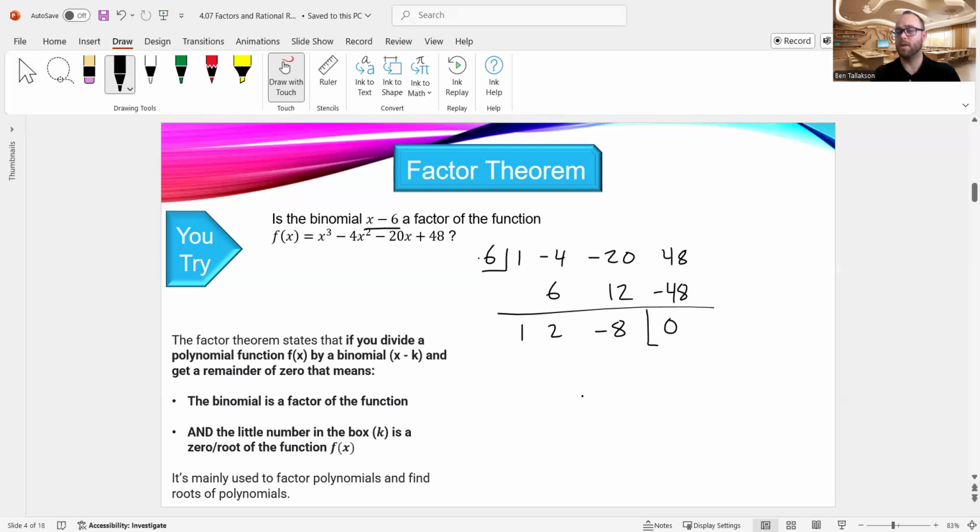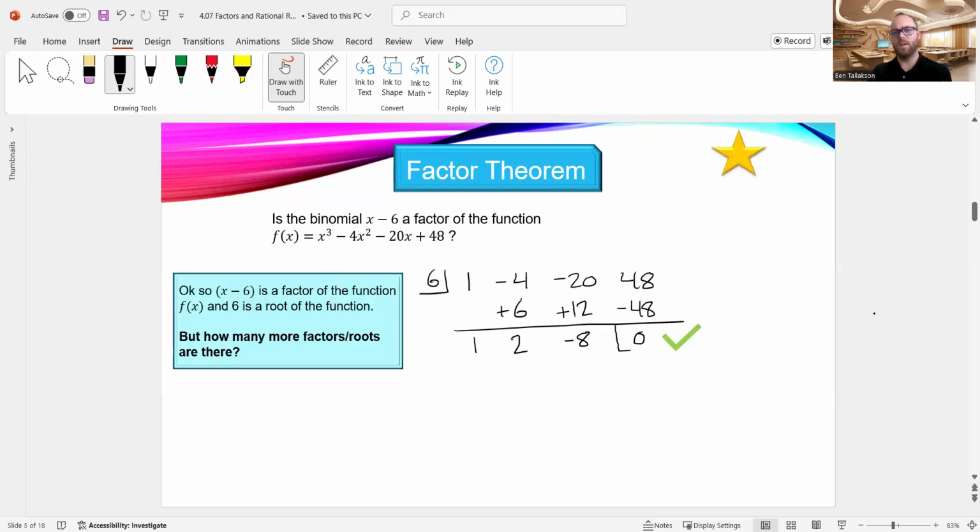So is that binomial x minus 6 a factor of this polynomial function? It definitely is. Because why? Because the remainder was 0. Okay?